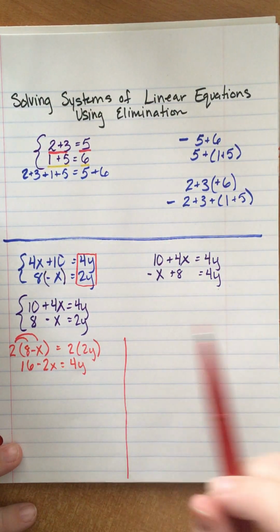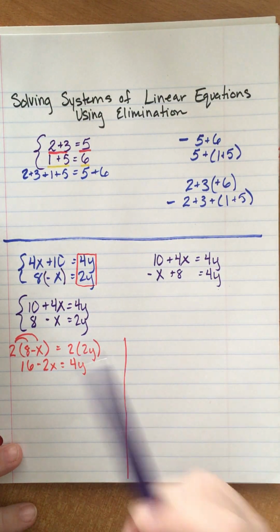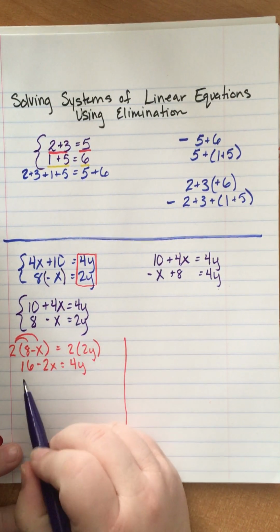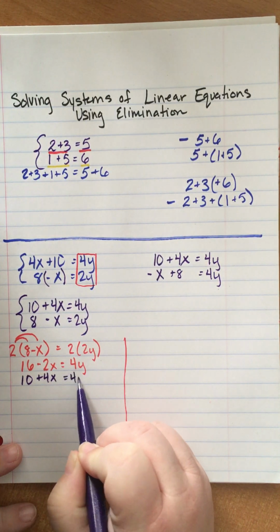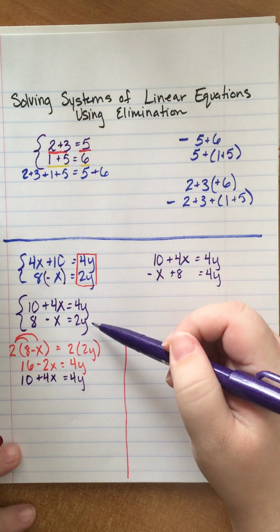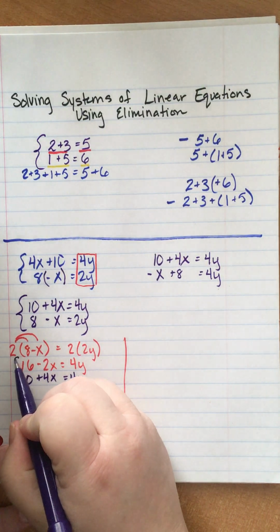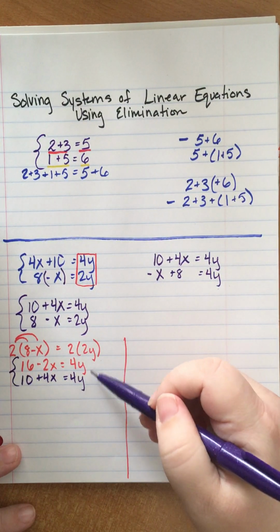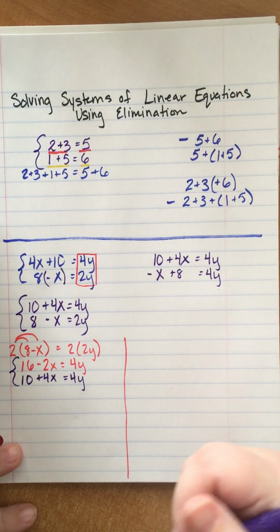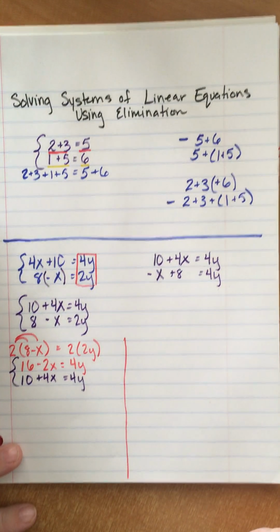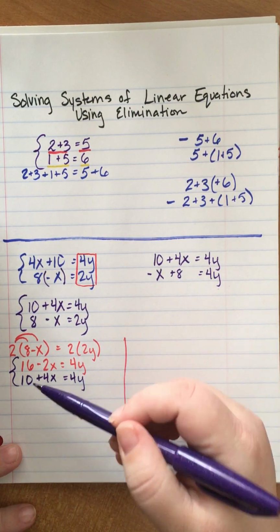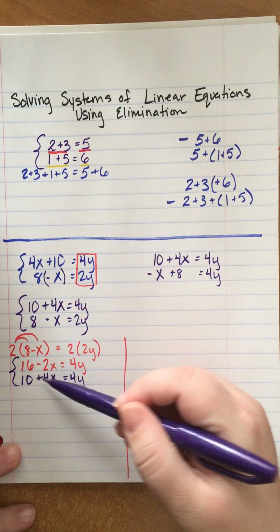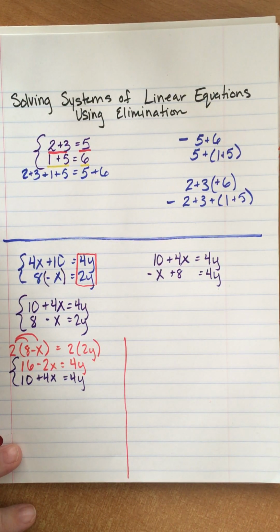And then I have my original equation here, which was 10 plus 4x equals 4y. Notice I rearranged the order when I rewrote it down here. It technically doesn't matter which order they're in as long as throughout the rest of the problem you keep them in that same order, just to make sure that you don't maybe subtract in one direction with one part and then subtract in the other direction for the other half of the equation.